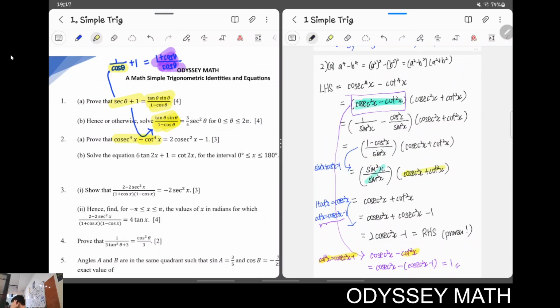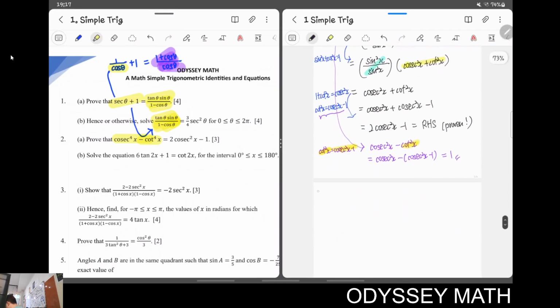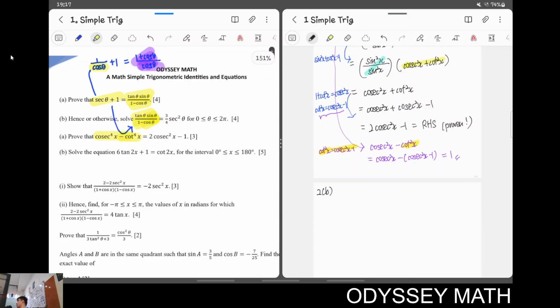Now moving on to 2b. Now 2b, solve the equation 6 tangent 2x plus 1 over cotangent 2x for the interval between 0 and 180 degrees inclusive. So 6 tangent 2x plus 1 equals cotangent 2x. Now I want you to pause writing anything first. I want you to always remember, try to think of whether the trigo expression can be repeated. You know what I mean? Can you see a repeat of the trigo expression?